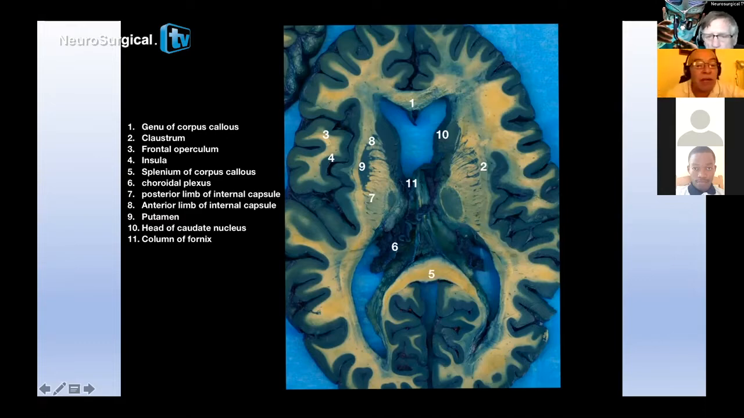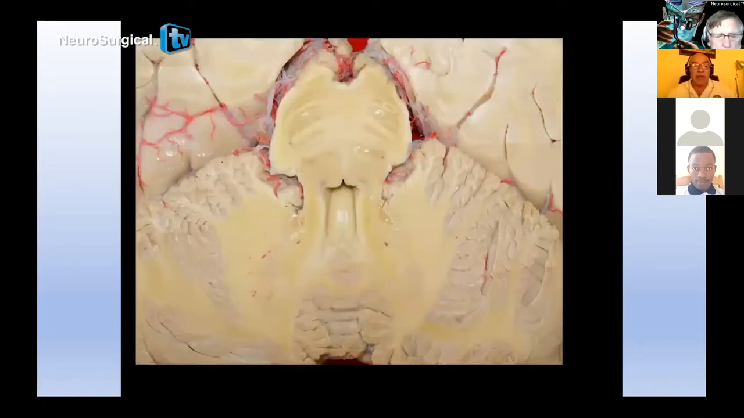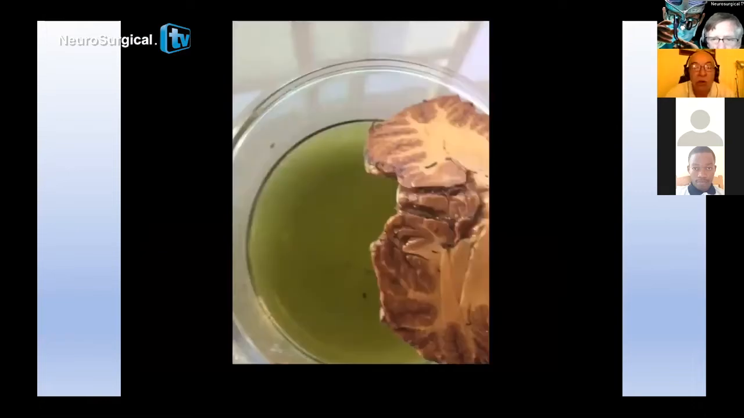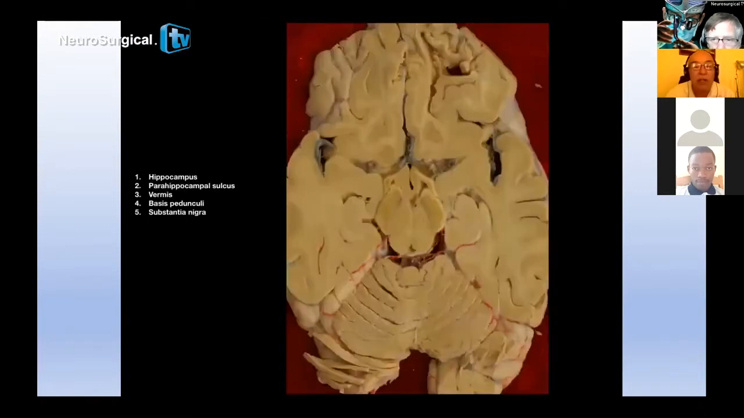For example, the head of caudate nucleus is in color blue, and this is the column of fornix. Okay, this is another cut. This is a really beautiful cut, and let's go to see this other axial cut.